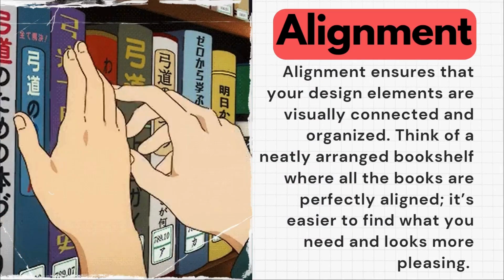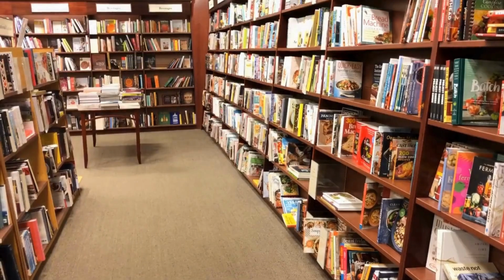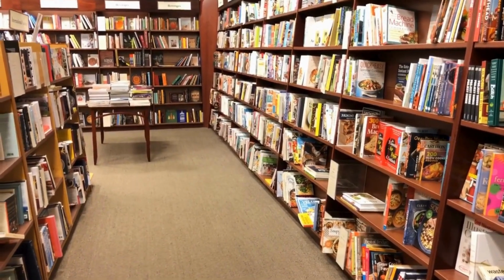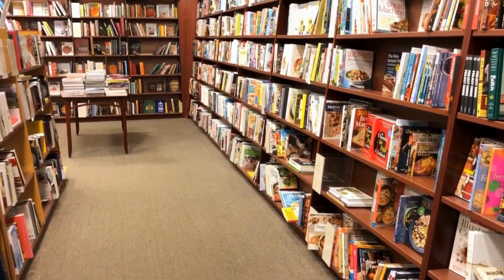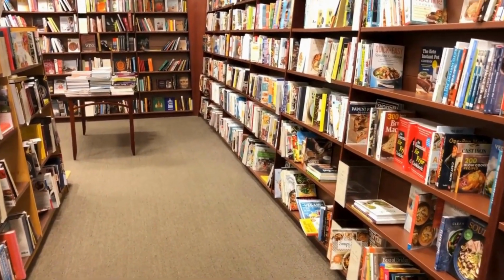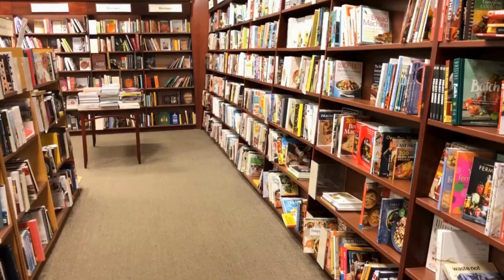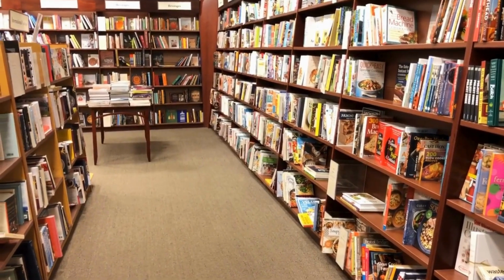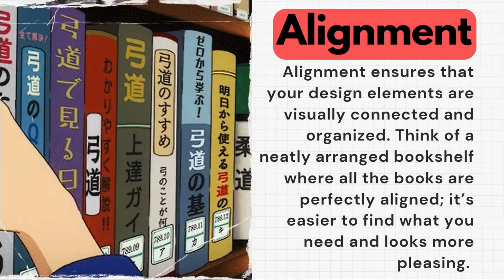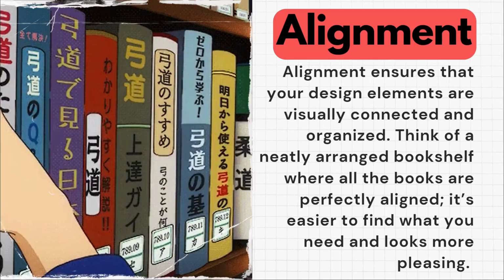You can consider one more example as well. Think of a neatly arranged bookshelf where all the books are perfectly aligned. It's easier to find what you need and looks more pleasing if those books are organized properly. So alignment ensures that your design elements are visually connected and organized.